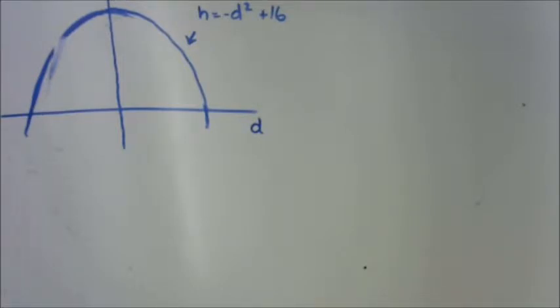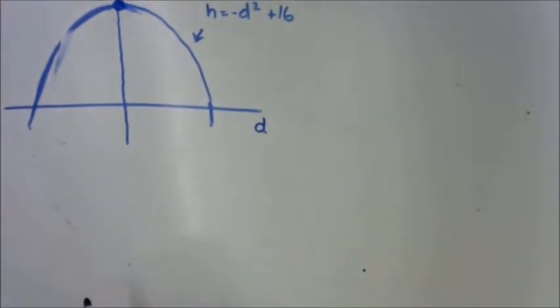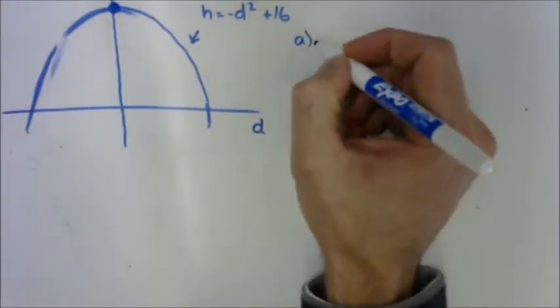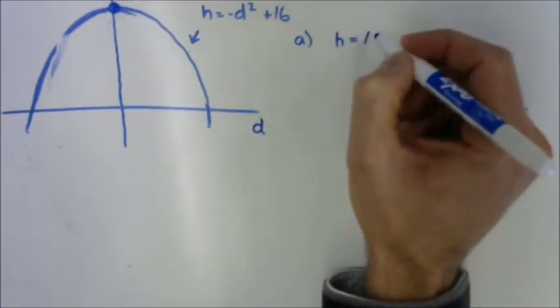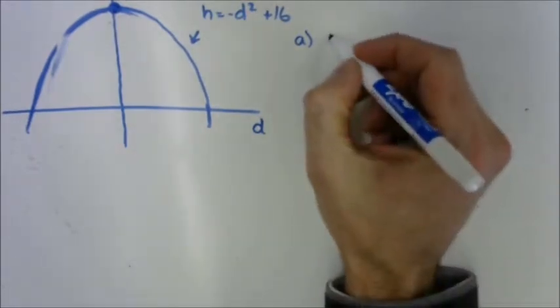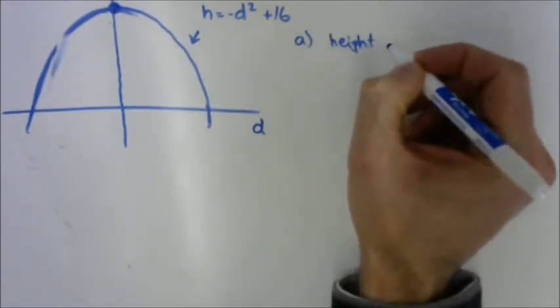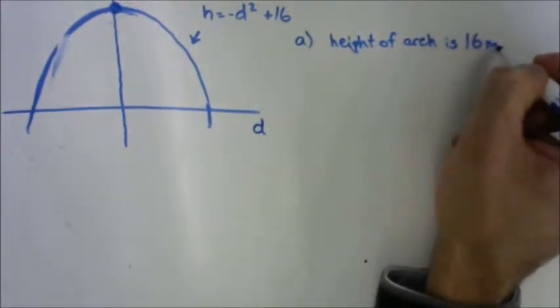How would we find out how tall it is? Do we already know how tall it is? 16 meters high, right? The vertex is the maximum point, so it's going to be 16 meters tall. A. Maximum height, or height of arch, is 16 meters.